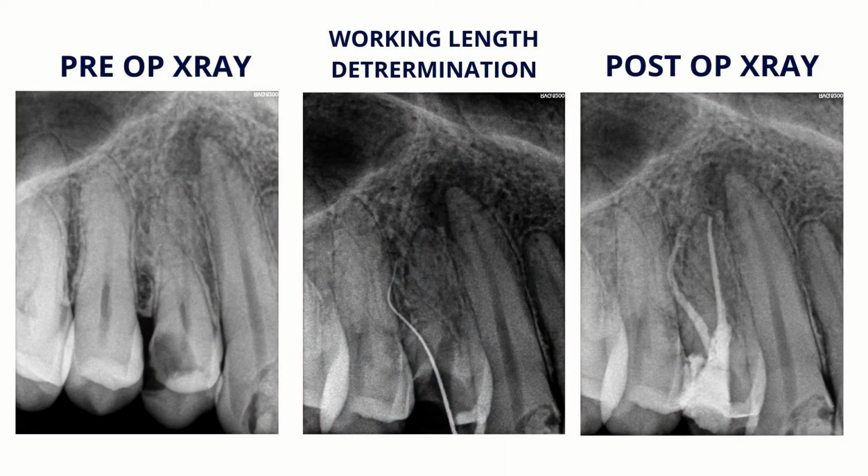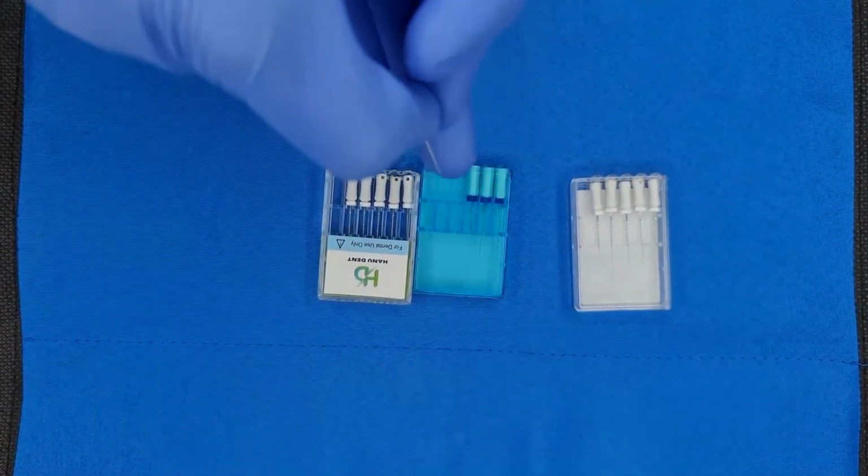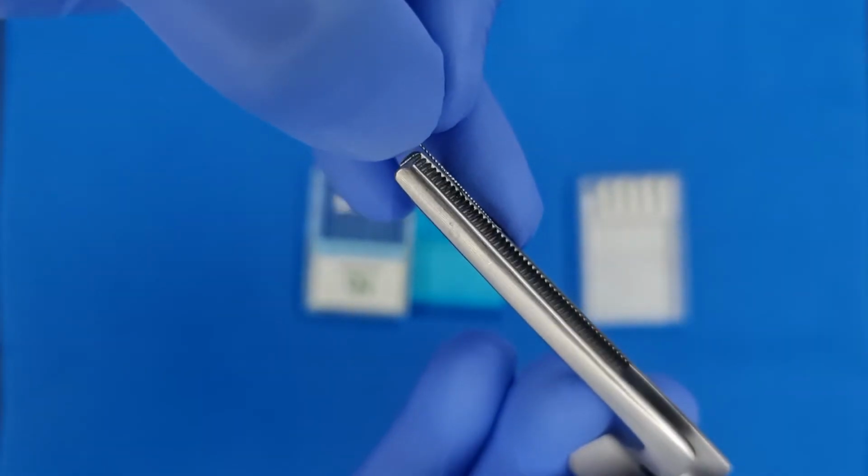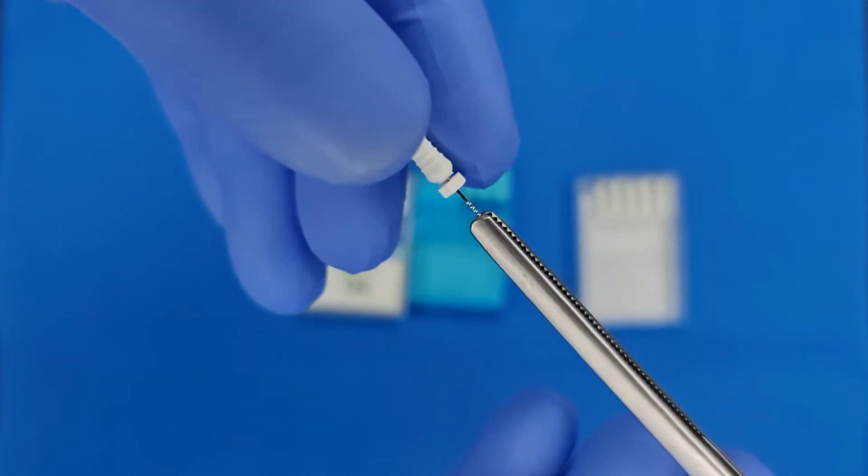You can see the X-ray of the canal with the file in it. This clearly indicates that this file has good resistance to unwinding and, at the same time, enough flexibility to move past canal curvatures.